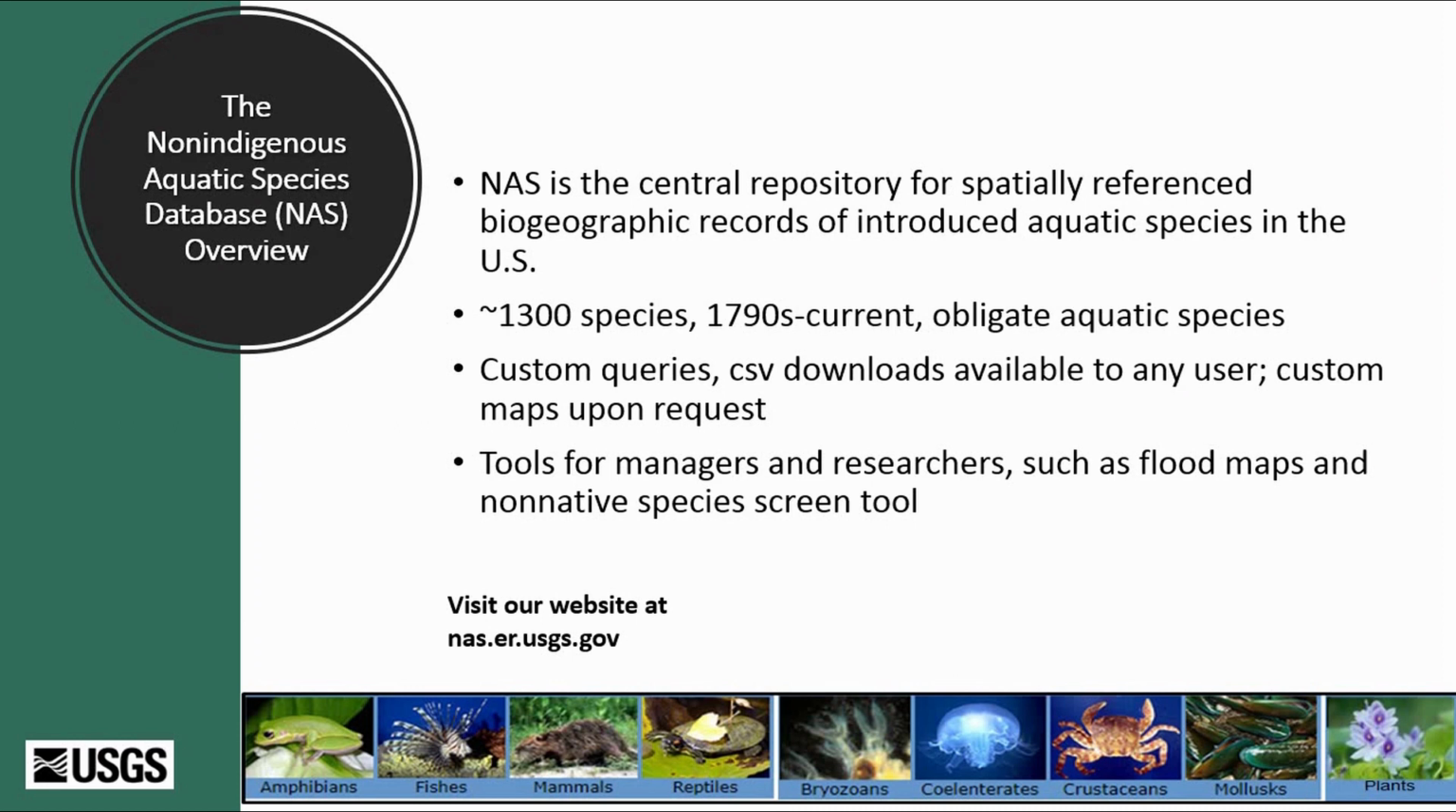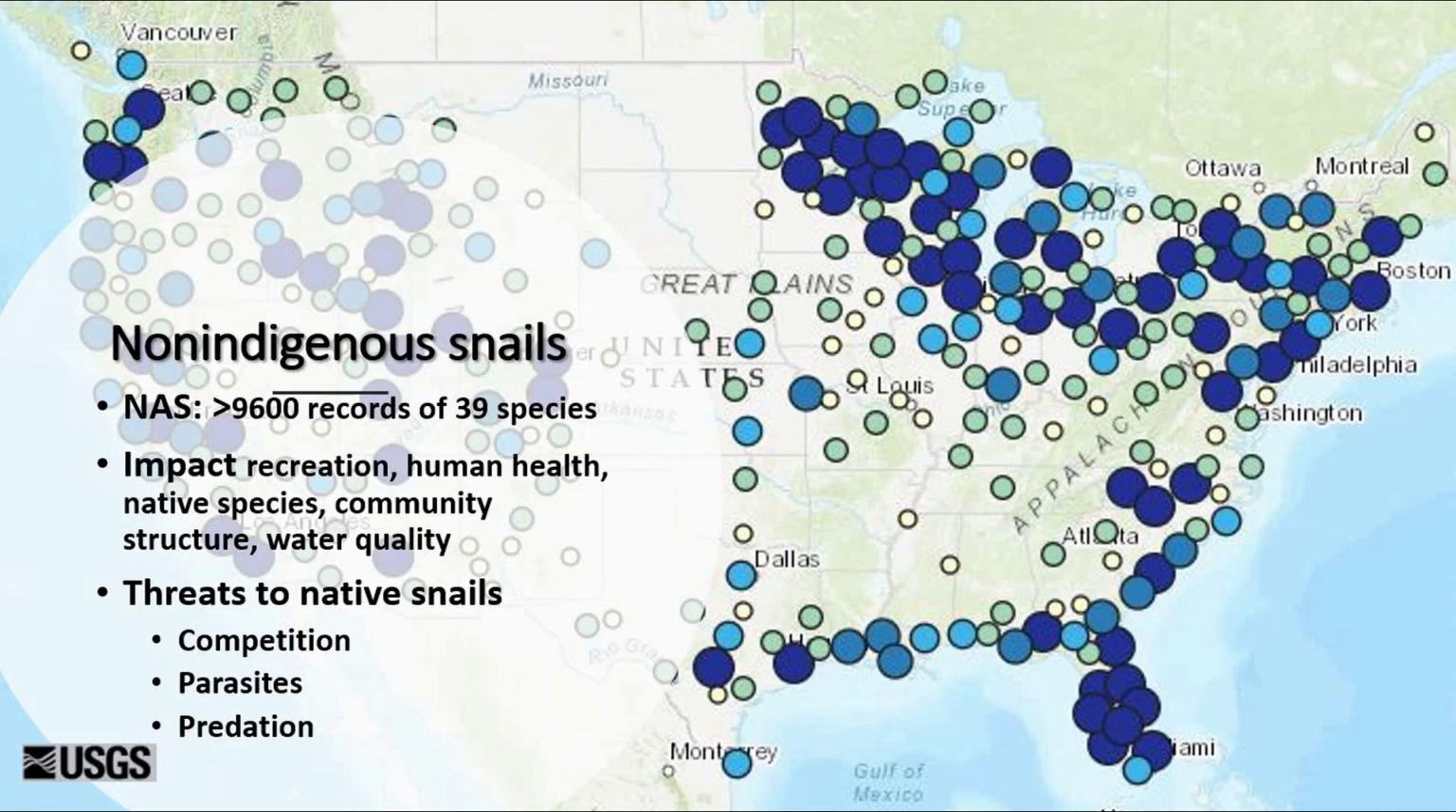We have interactive maps that show the distribution of non-indigenous species occurrences, species profiles with information about natural history, invasion history, and impact information for non-indigenous species, as well as tools for managers that can inform early detection and rapid response. This project is to inform those early detection and rapid response efforts. The NAS database tracks 39 freshwater gastropod species with over 9,600 records of these species currently. Records come from museum collections, literature, agency reports and communications, and citizen science reports, which we independently verify.